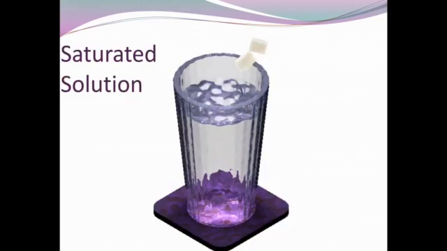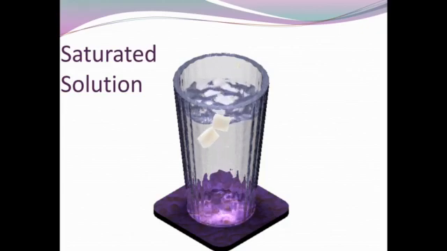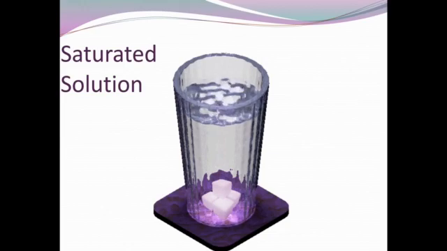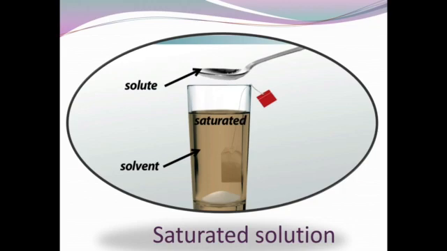If we go on adding soluble substance in the same solvent continuously at room temperature, we will find that after some time no more soluble substance can be dissolved and it starts settling at the bottom. Okay, so why is it not dissolving anymore? Because there is no space left in the solution to accommodate the solute particles. A solution in which no more soluble substance can be dissolved at room temperature is called a saturated solution.